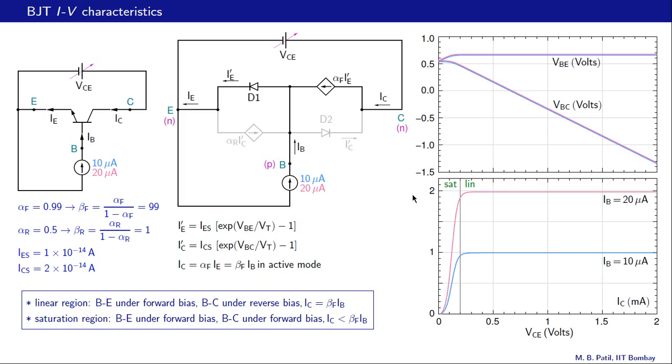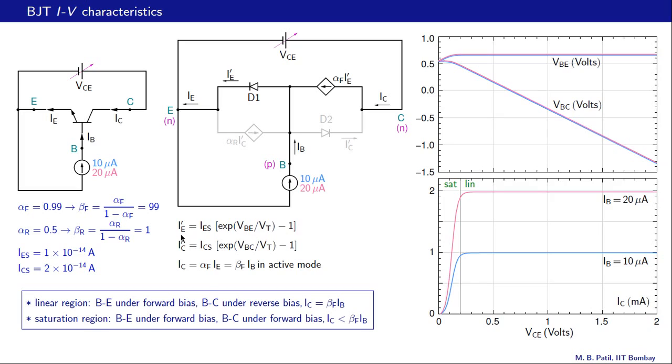What is IC in the linear region? IC is alpha times IE prime. So if IC has changed by a factor of 2, IE prime would also have changed by a factor of 2. So let us look at the equation for IE prime now. IE prime is IES e raised to VBE by VT. This one is too small compared to the first term. We won't worry about that.